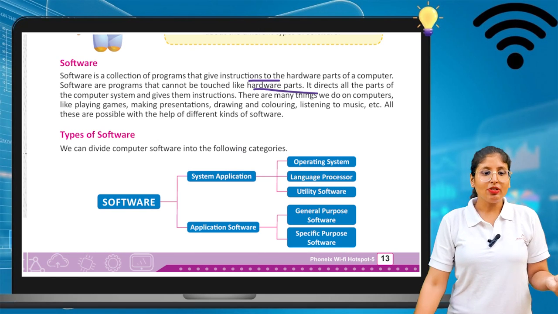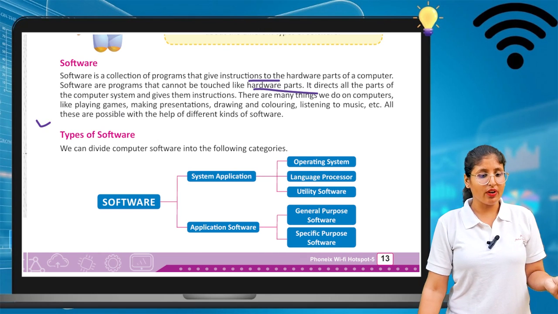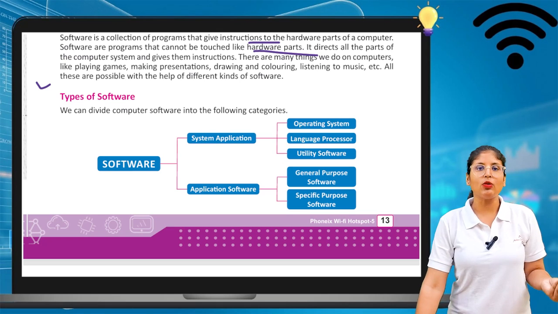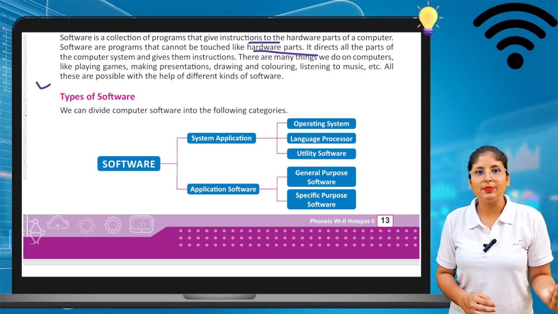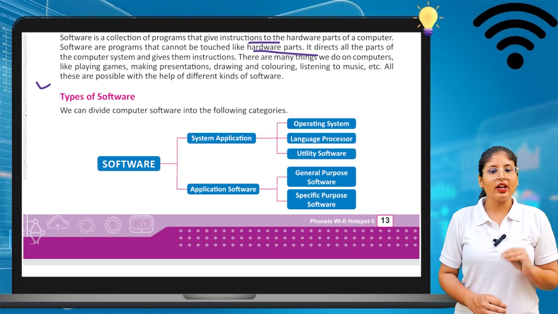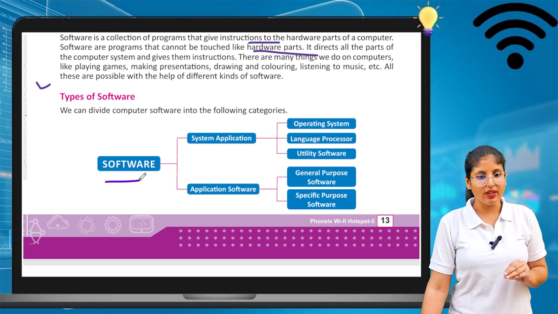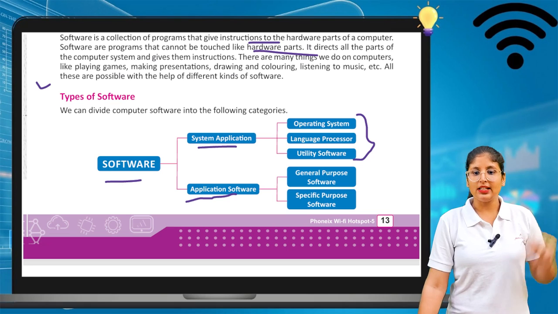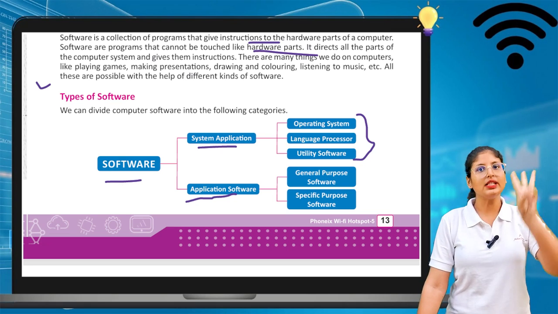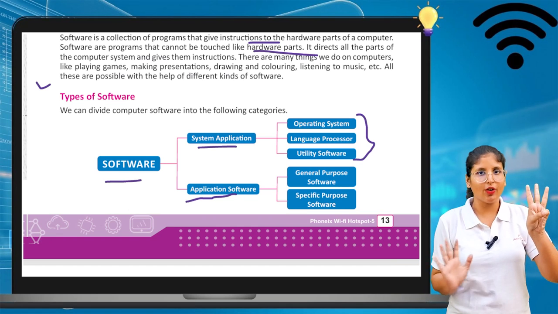So let's see what the types of software are. By this we can understand that software is very important. We can divide software into these categories. Software is divided into system software and application software. System software divides into three: first is operating system, second is language processor, third is utility software. We will see what these are. Don't worry about that.